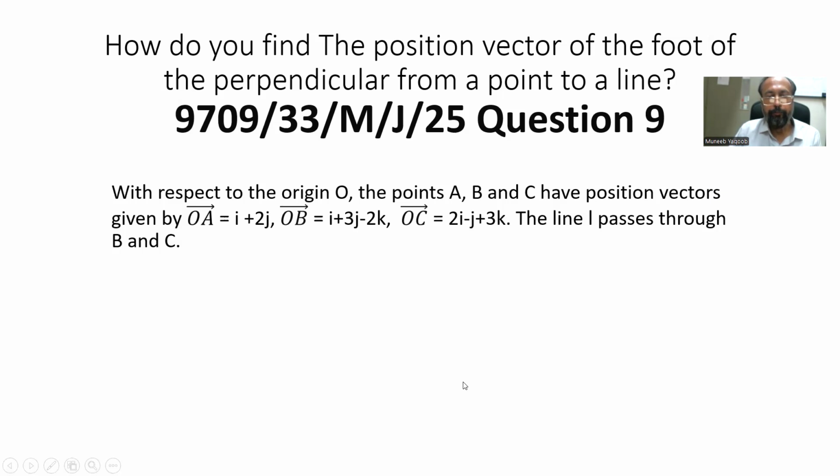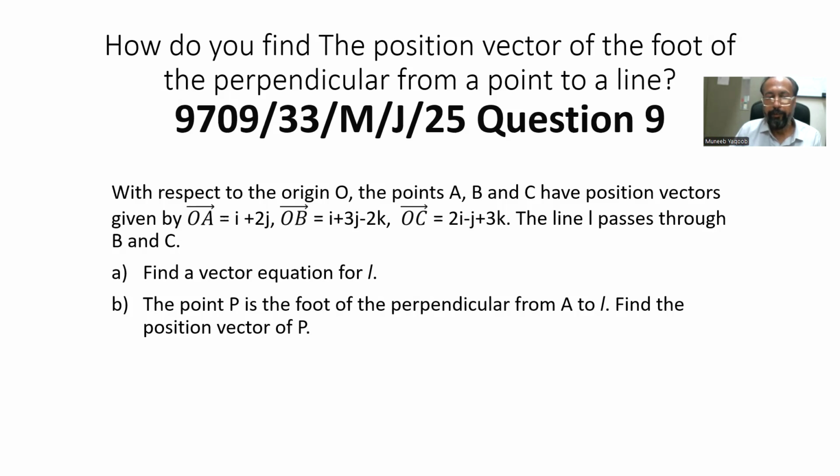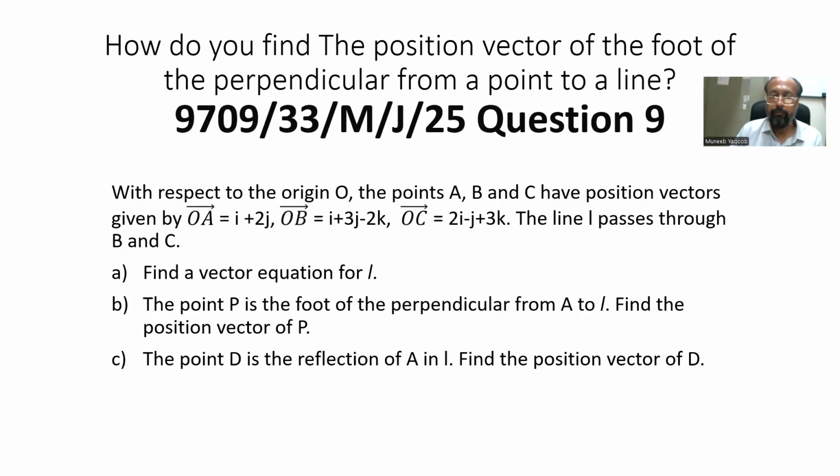So what is the statement of the question? In the statement, they have given us position vectors of 3 points A, B, and C, and they want us to calculate the vector equation of the line passing through points B and C. In the A part, we need to calculate the vector equation of line L, while in the B part, we need to calculate the position vector P of the foot of the perpendicular drawn from point A to the line L. And finally, in the C part, we need to calculate the position vector of D, which is the reflection of point A in line L.